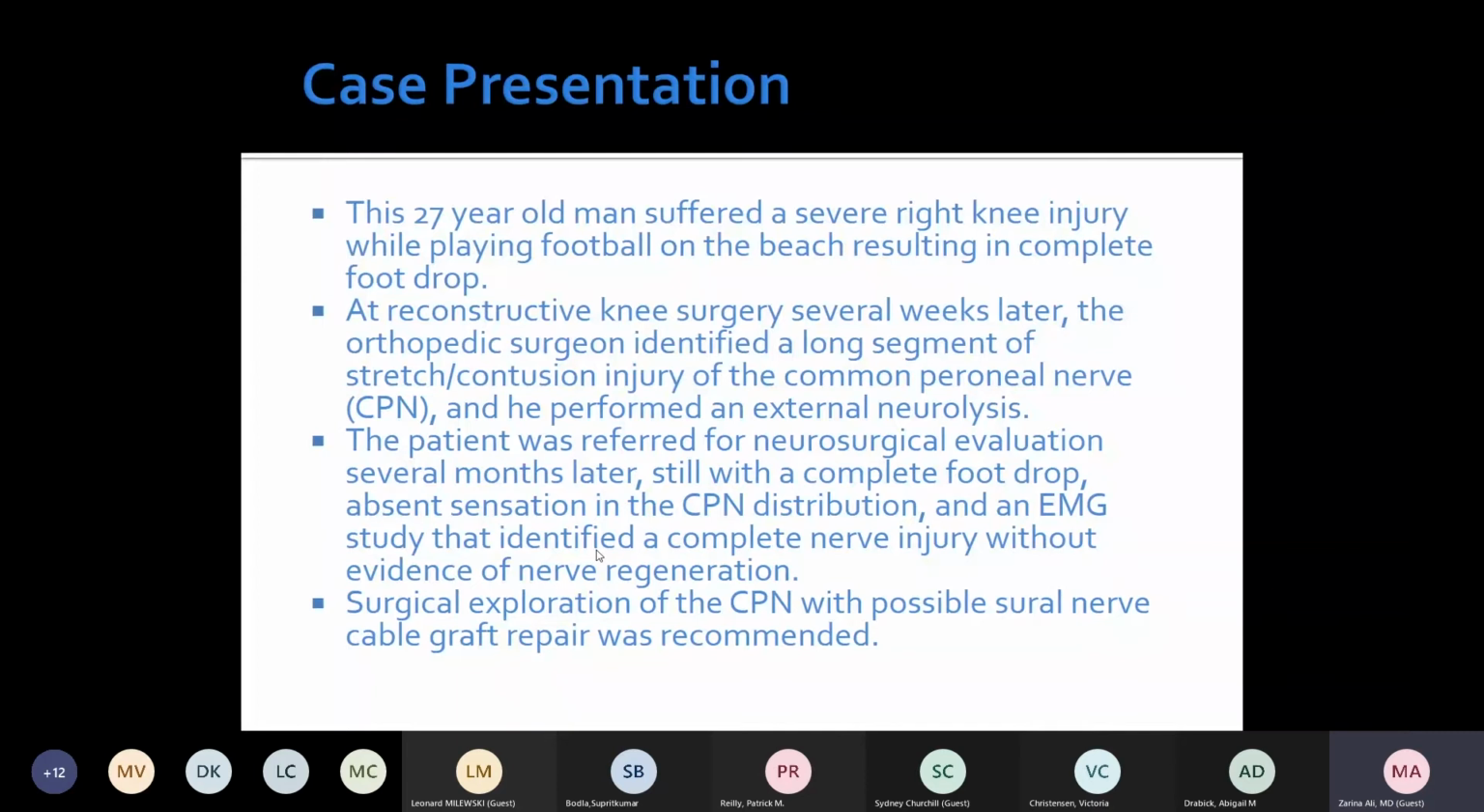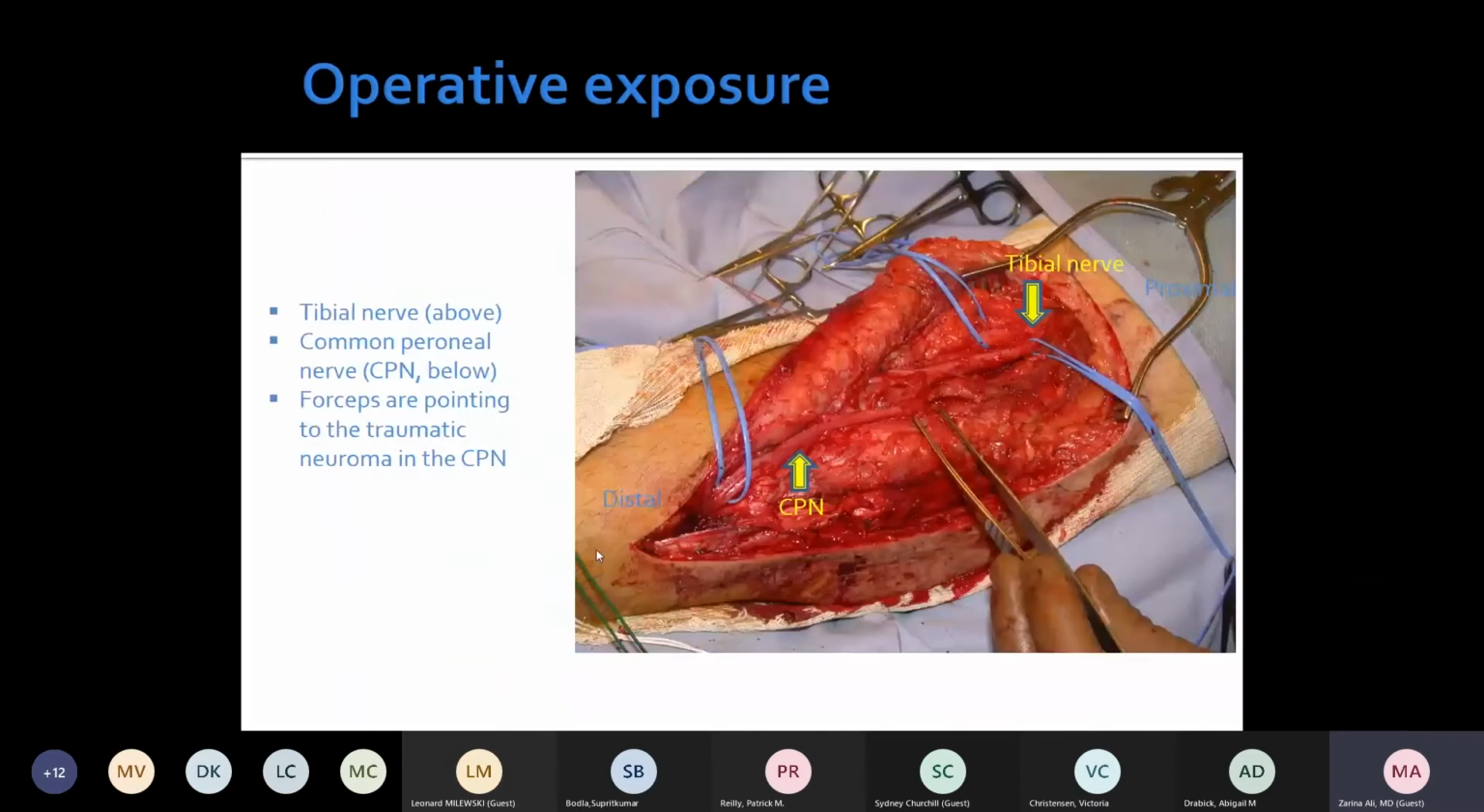And then he was ultimately referred to neurosurgery, and EMG did identify that the nerve was completely disrupted and there was no evidence of nerve regeneration. So this is where we absolutely recommend surgical exploration of the nerve to identify if there is neuroma in continuity.